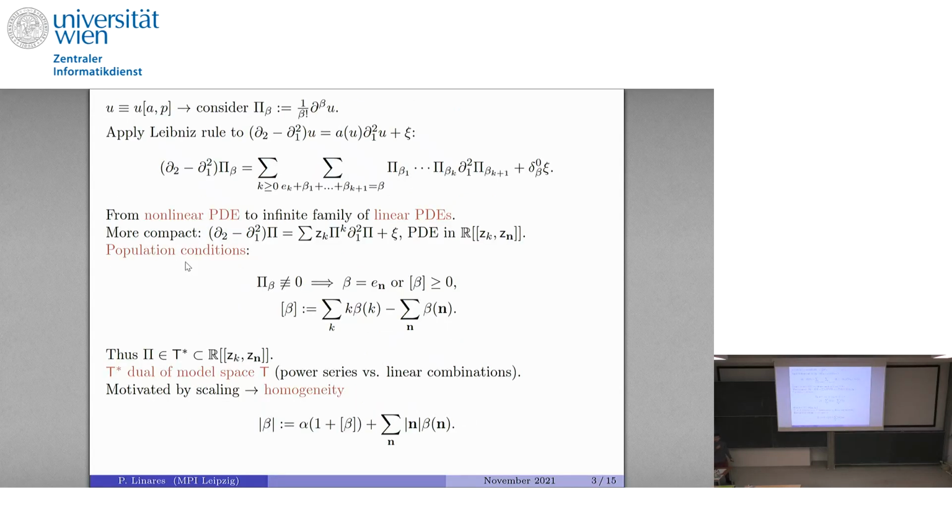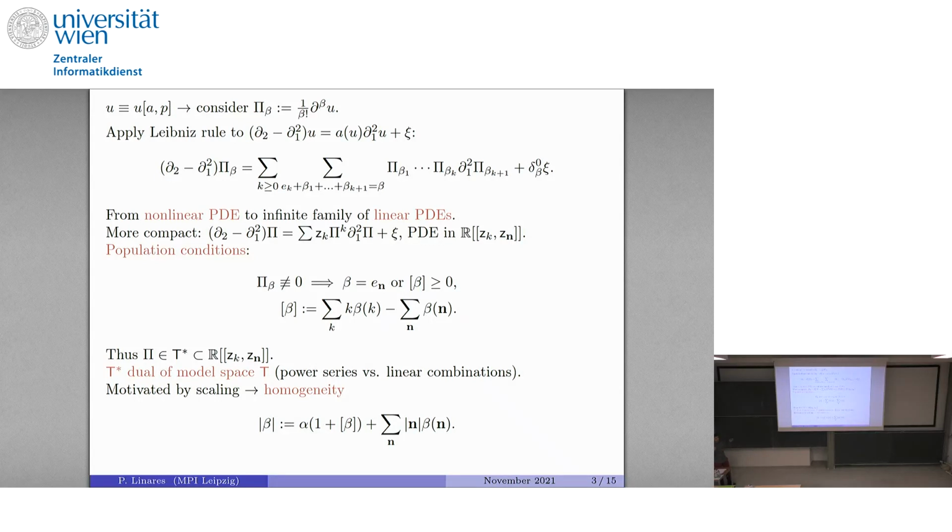And as I said, we want to consider U as a function of the nonlinearity A and the polynomial P, so it makes sense to take derivatives with respect to the z_k, z_n variables. And if we do that and apply the Leibniz rule to this equation, we just get the following strange expression, which actually is quite nice, because for a given beta, it turned the nonlinear problem into a linear problem. So the beta on the left-hand side does not appear on the right-hand side. It only depends on betas which somehow have shorter length.